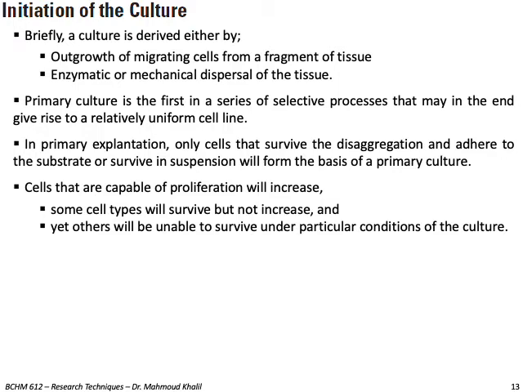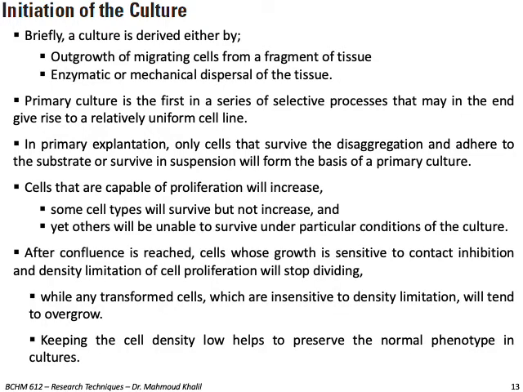Cells that are capable of proliferation will increase. Some cell types will survive but not increase, and yet others will be unable to survive under a particular condition of the culture. After confluence is reached, cells whose growth is sensitive to contact inhibition and density limitation of cell proliferation will stop dividing, while any transformed cells which are insensitive to density limitation will tend to overgrow. Keeping the cell density low helps to preserve the normal phenotype in culture.